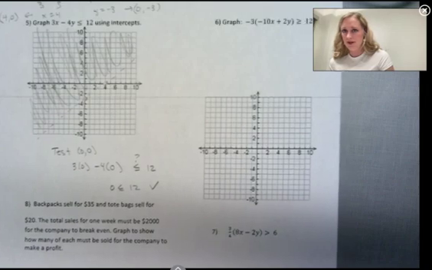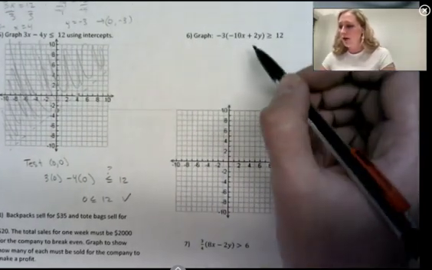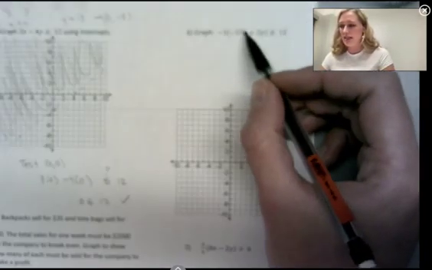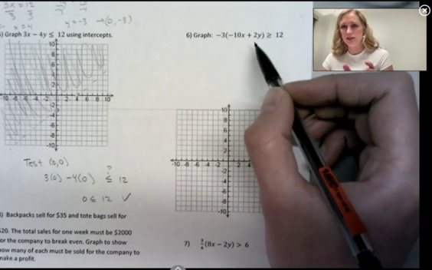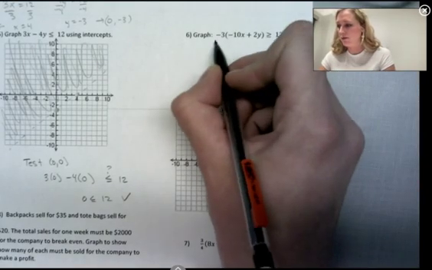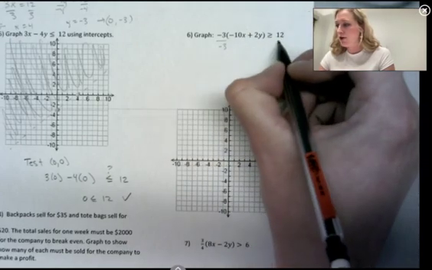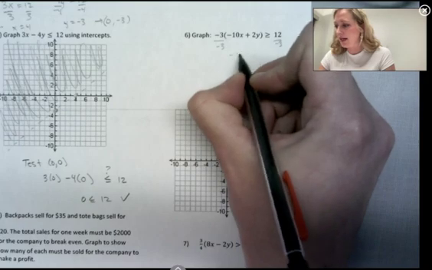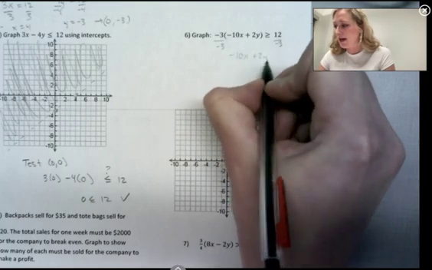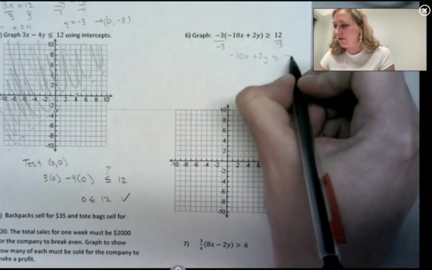Okay, now we're going to try 6. I'm going to graph using intercepts as well, but I need to get it in standard form. I want the x and y pieces together but by themselves, so I'm going to divide both sides by -3. Remember, dividing by a negative flips the inequality symbol, so I'm going to have -10x plus 2y is less than or equal to -4.